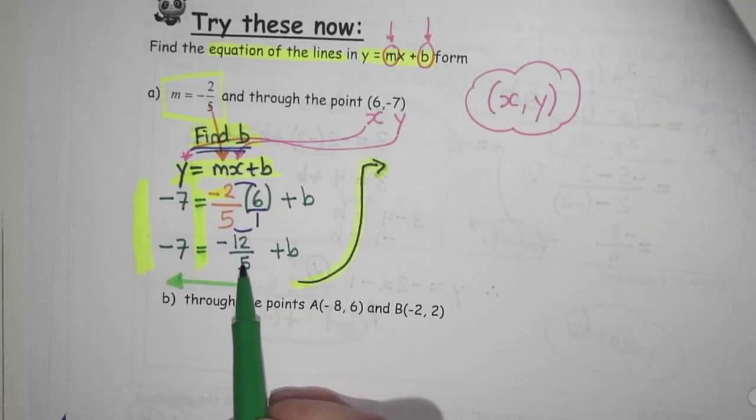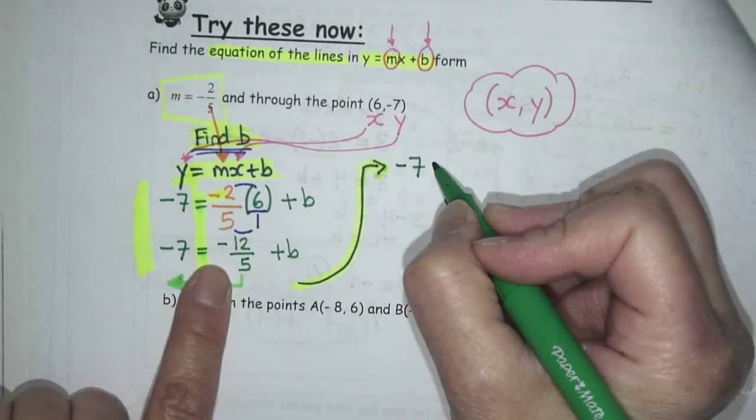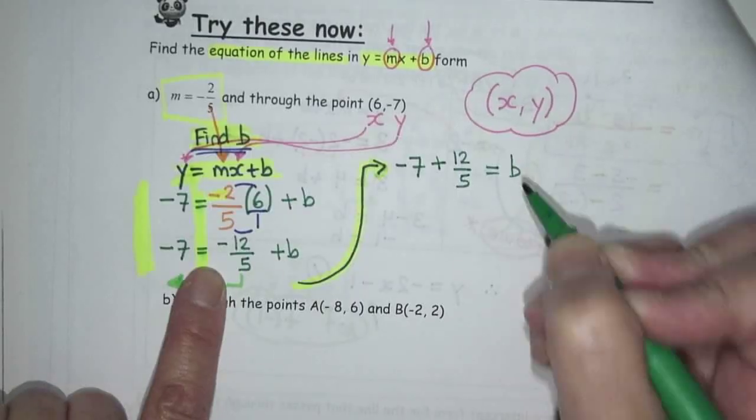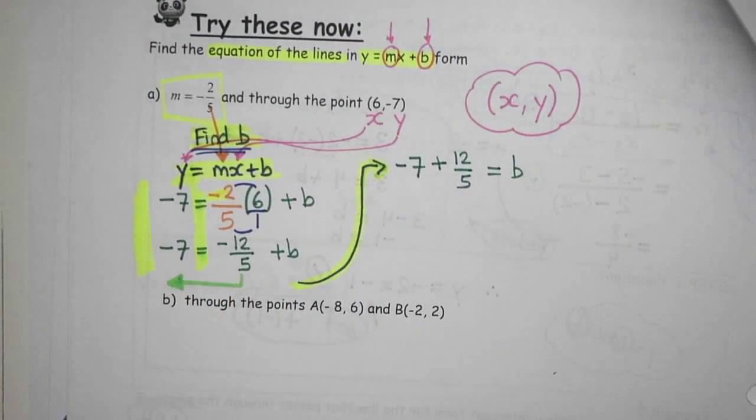So my next thing that's going to happen is I'm going to bring this to the left side. So you're going to go negative 7. That becomes plus 12 over 5, and you leave the b on the right side. That's what we're trying to solve. So I brought this over to be the 7, made it positive.